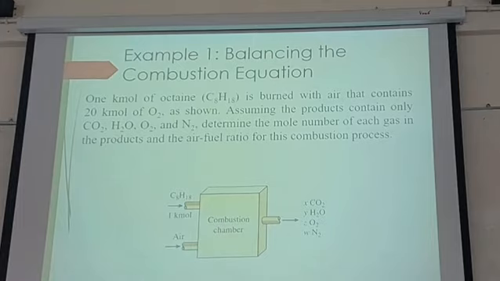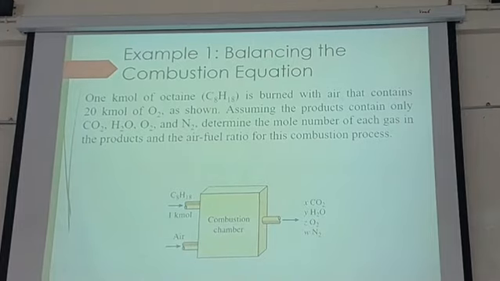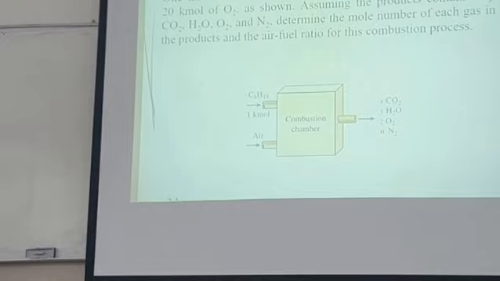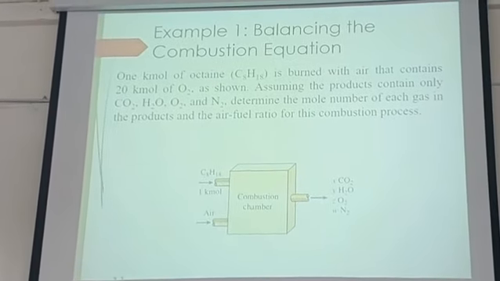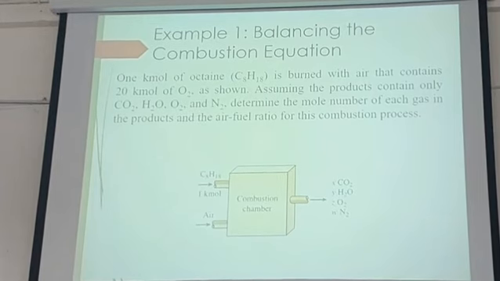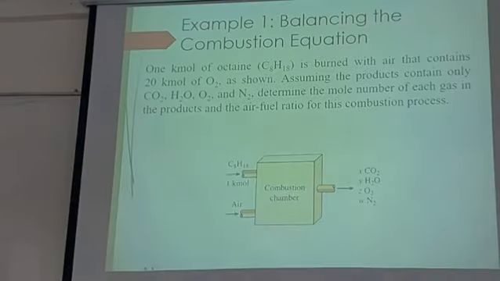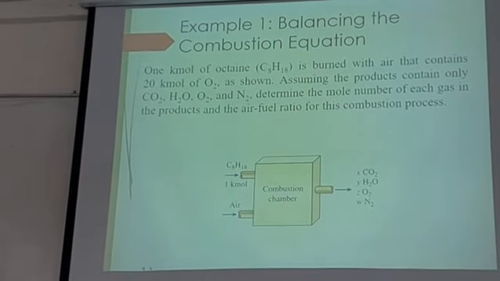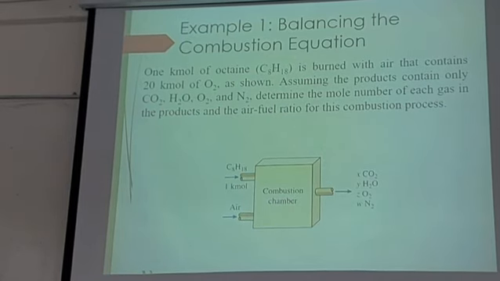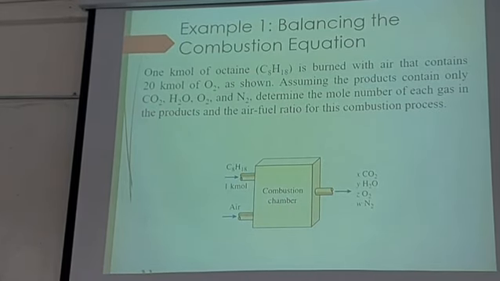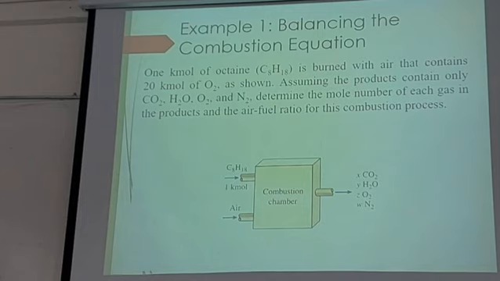Now, 1 kilomole of octane is burned with air that contains 20 kilomole of oxygen, as shown. Assuming the product contains only CO2, H2O, O2, and N2, determine the mole number of each gas in the product and the air-fuel ratio for this combustion process. Now, if you only look at this one, what kind of process is this? As in, what you learned in the previous slide.